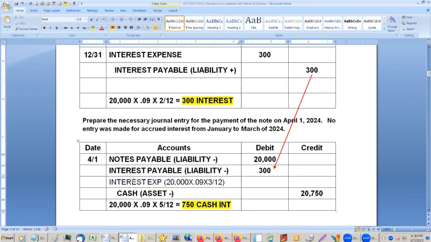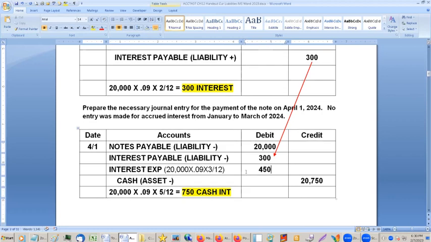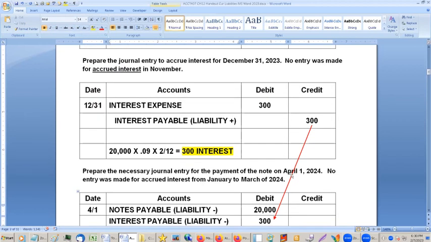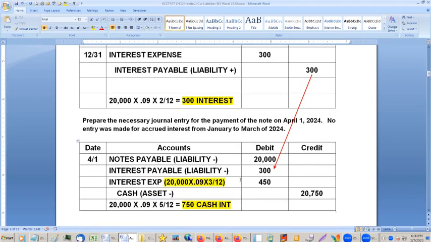Okay. Yeah, so interest expense, you actually just do the plug number. What is it gonna take to make it balance? Like 20,300 or 20,750 minus 20,300. It's 450 to make it balance. You could also multiply it out. Because we had it for 3 months during the year, January, February, March, and then paid it off. We had it for 3 months out of the year.